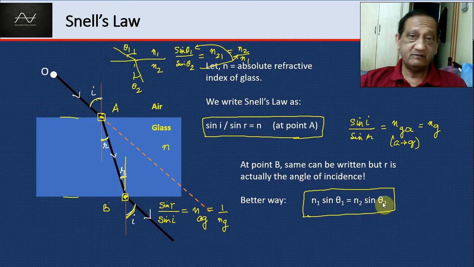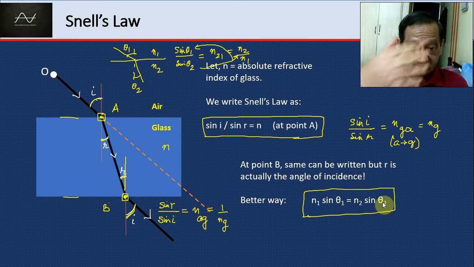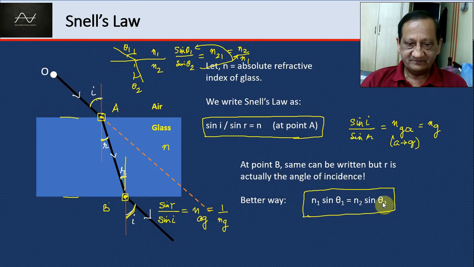That's a far better way to remember Snell's law. Then you won't make a mistake. n1, n2 are the absolute refractive indices. Theta 1 and theta 2 are respectively the angles made by the ray with the normal at the point of incidence. n1 sine theta 1 is equal to n2 sine theta 2. It is a perfect way of remembering. If you just remember sin I by sin r equal to n, then we saw that at the point B there can be confusion: is sin r by sin I equal to n, or is it 1 by n?